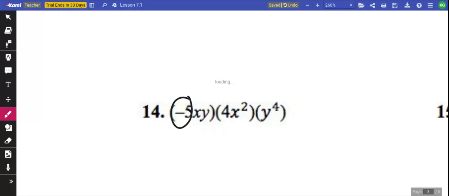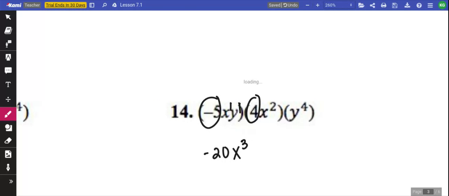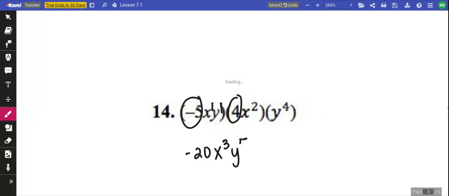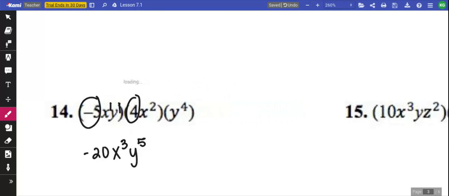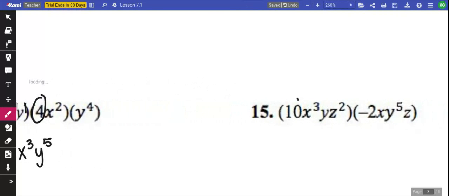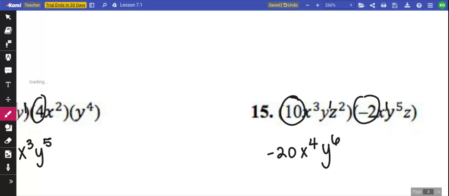This one I have 2 coefficients to multiply, so -20. X to the second, x to the first is x to the third. Y to the first, y to the fourth is y to the fifth. This one, coefficients, 2 times -10 is -20. There's x to the fourth, y to the sixth, z to the third.